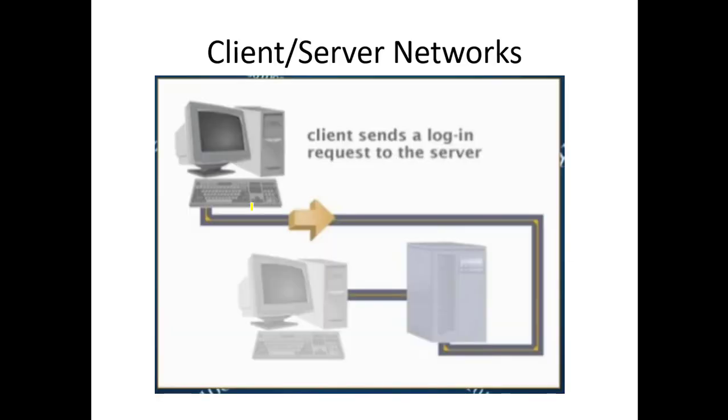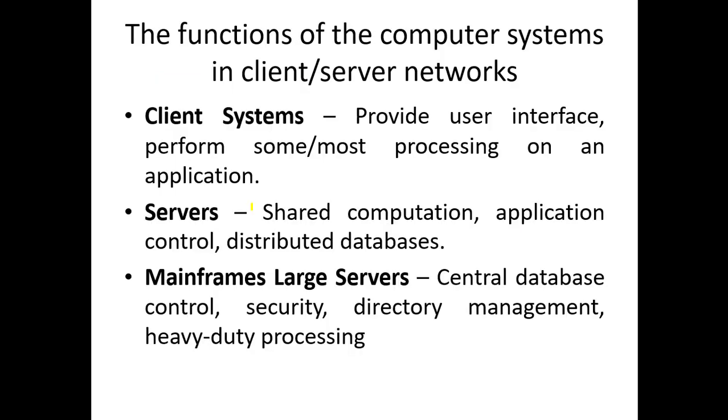And we have here an image of a client-server network. The client sends a login request to the server, and the server will reply if that particular account can access the network. So we have here the functions of computer systems in client networks. The client systems provide the user interface and perform most processing on an application. Servers handle shared computation, application control, and distributed databases. And we have mainframes, large servers, with central database control, security, directory management, and heavy-duty processing.